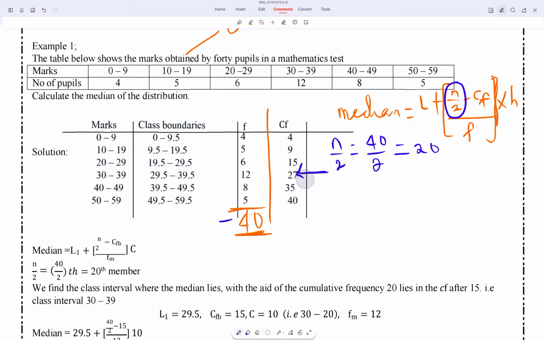After you do n divided by 2, you get an answer. That answer you get, you trace it back to your table under your cumulative frequency, where you can find that value. You can say I can't see 20 in 4, I can't see it in 9, I can't see it in 15, but I can see it in 27. So that means 27 is our median class.